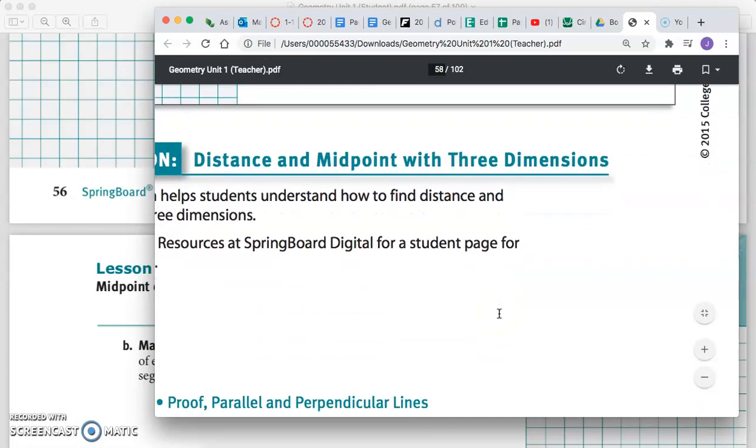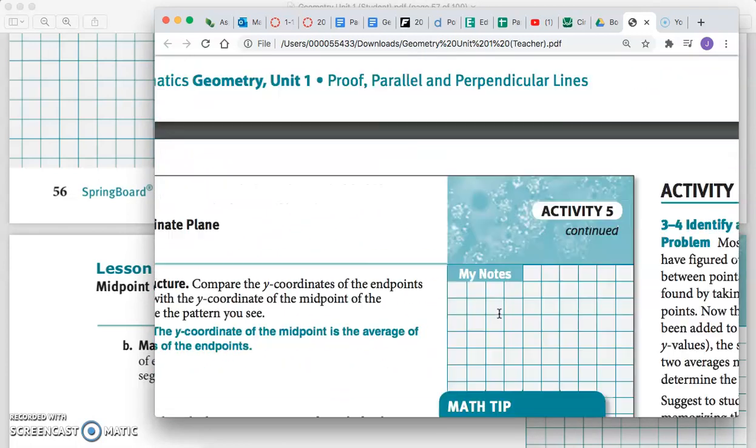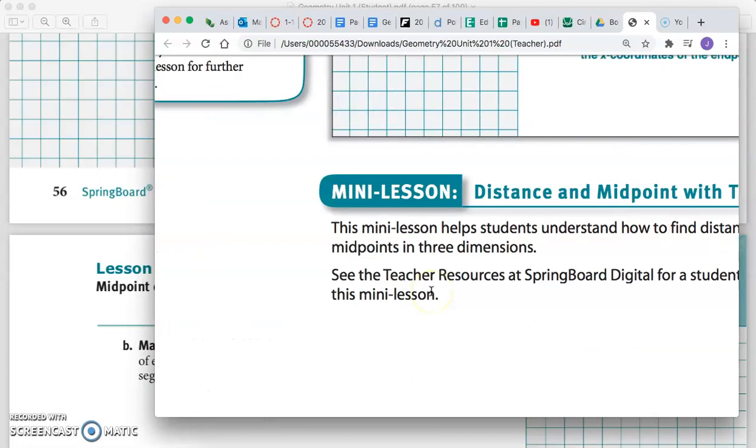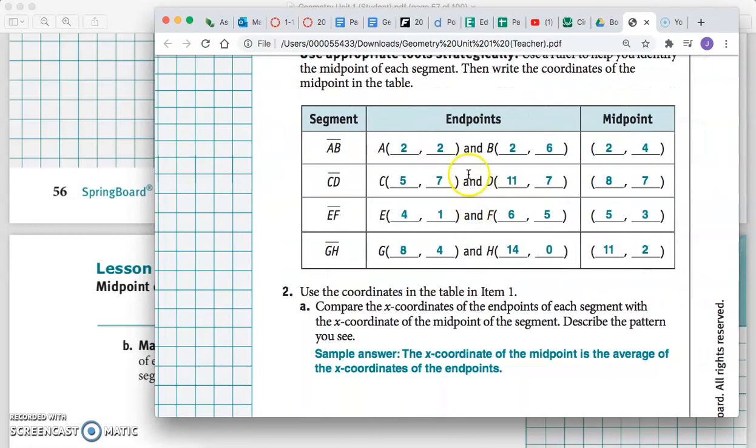Same thing happens for the y coordinate. The y coordinate of the midpoint is also the average of the y coordinates of the endpoints. You can see that right here. Looking at the y coordinates, 2 plus 6 is 8, divided by 2 is 4. 7 plus 7 is 14, divided by 2 is 7. 1 plus 5 is 6, divided by 2 is 3. And then 4 plus 0 is 4, divided by 2 is 2. So hopefully you're able to notice those patterns.